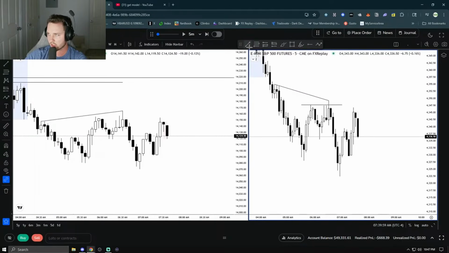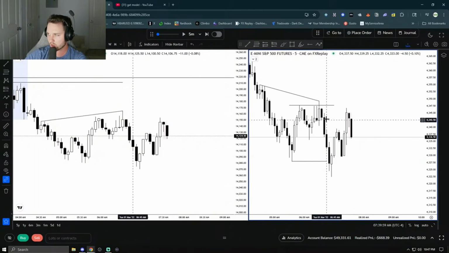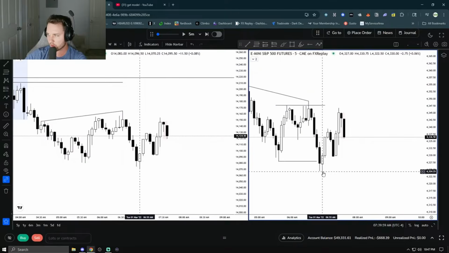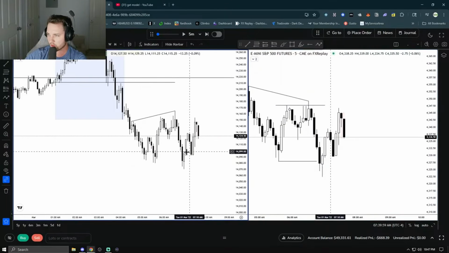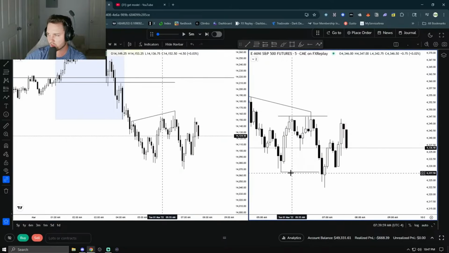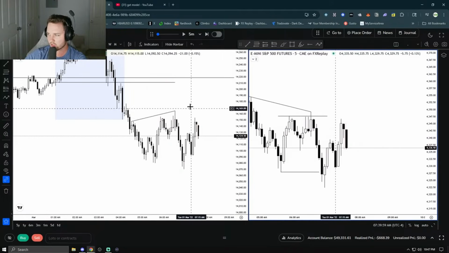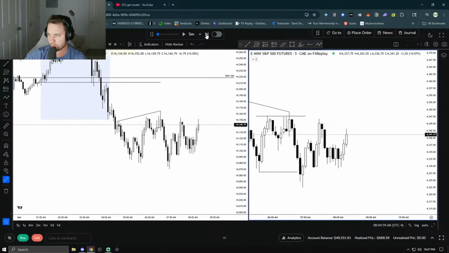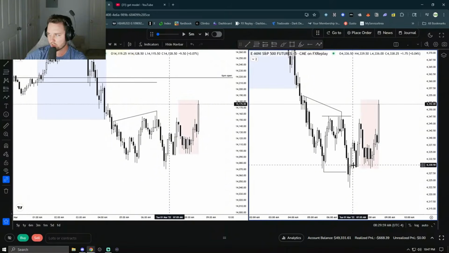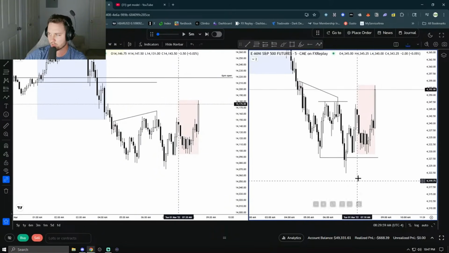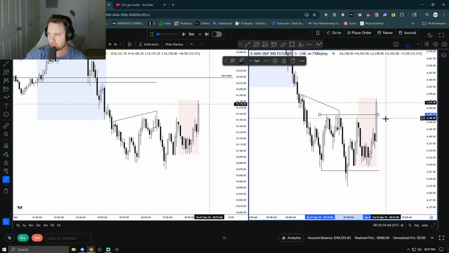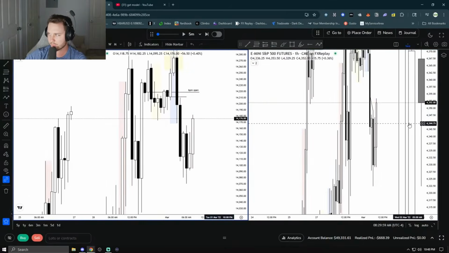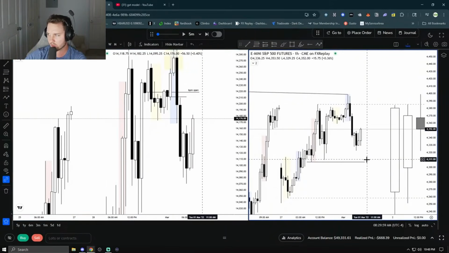Okay, so here we sweep this low. We failed to really displace. So I'd want to see one of these sweeps, unless we see iced tea. Yeah, so again, we failed to displace lower, so I would anticipate one of these to sweep. Time is at 8:30, so we go back. Again, remember we're fading the higher time frame.